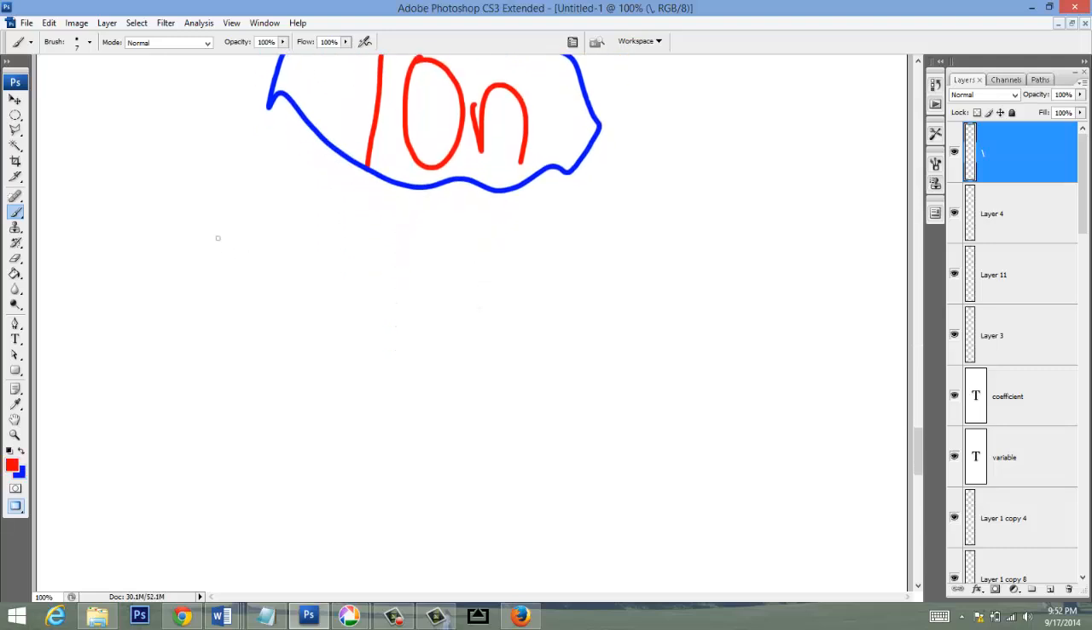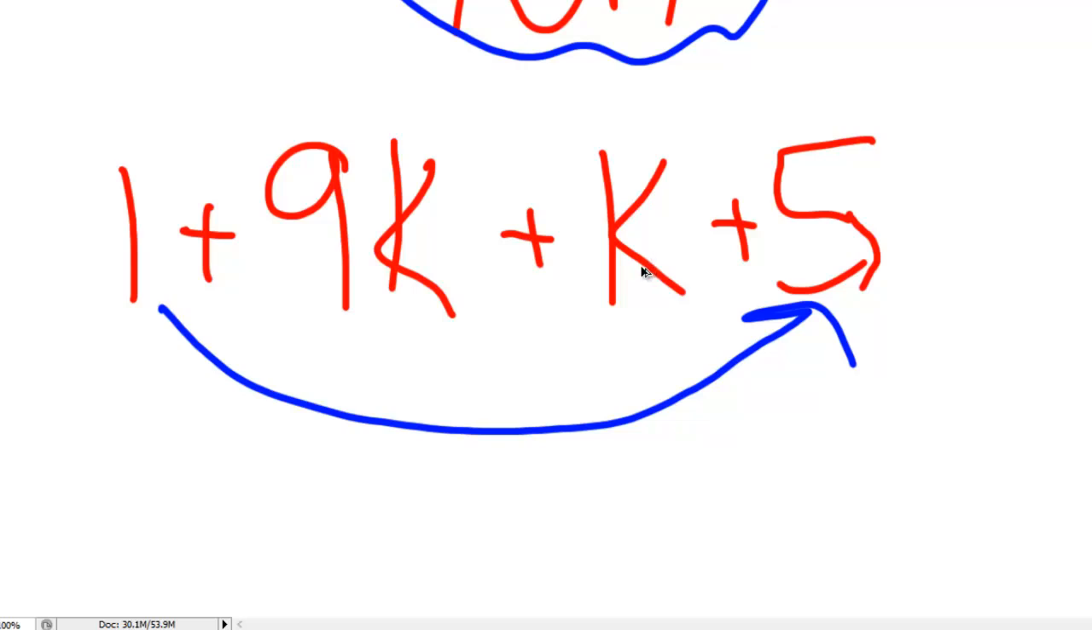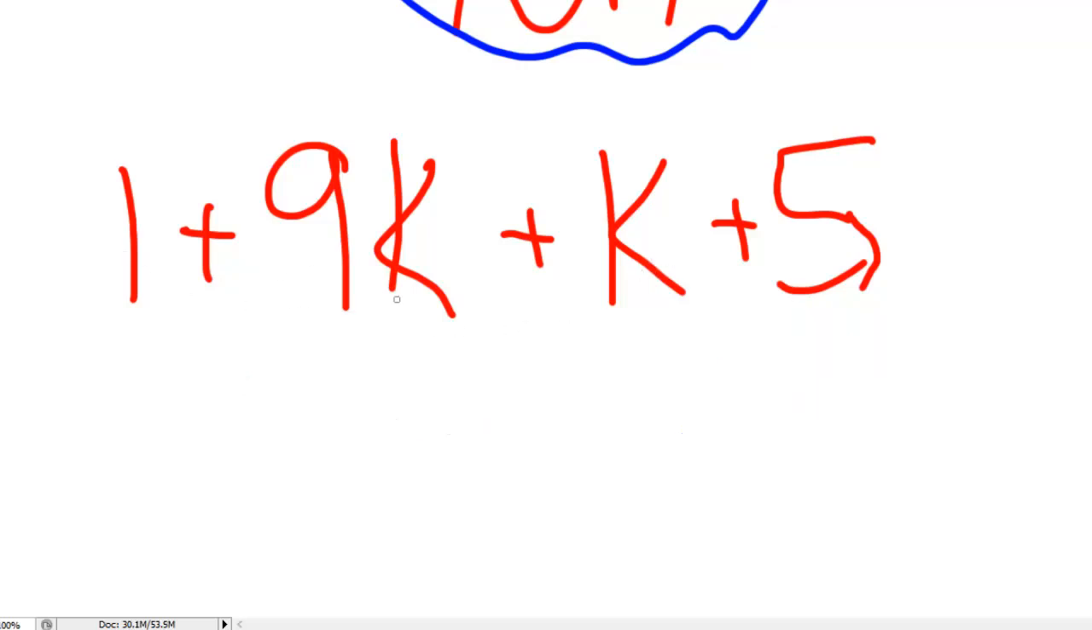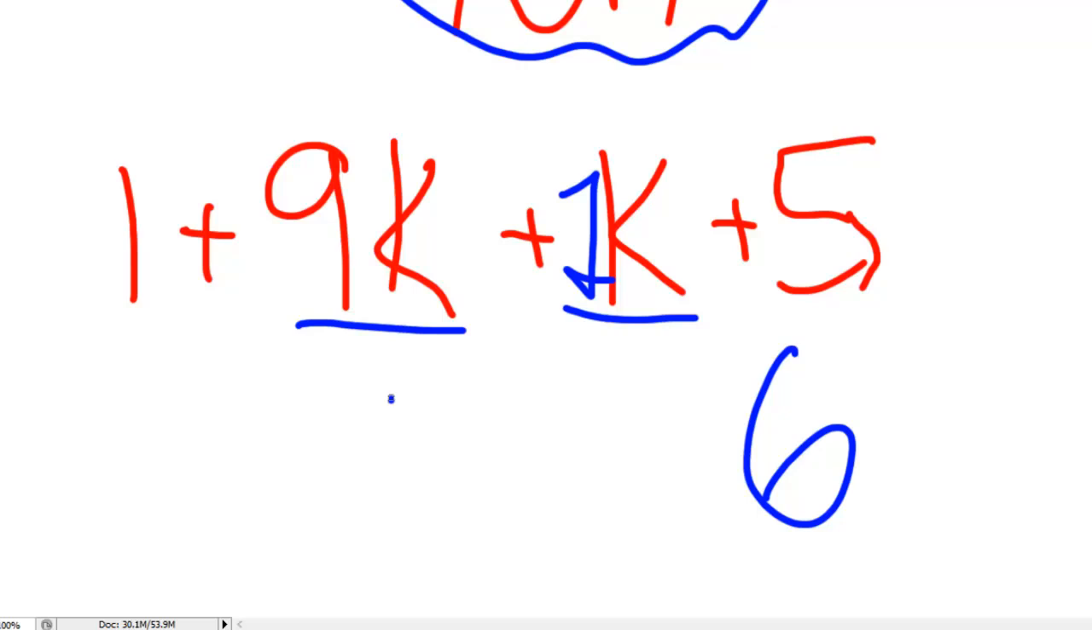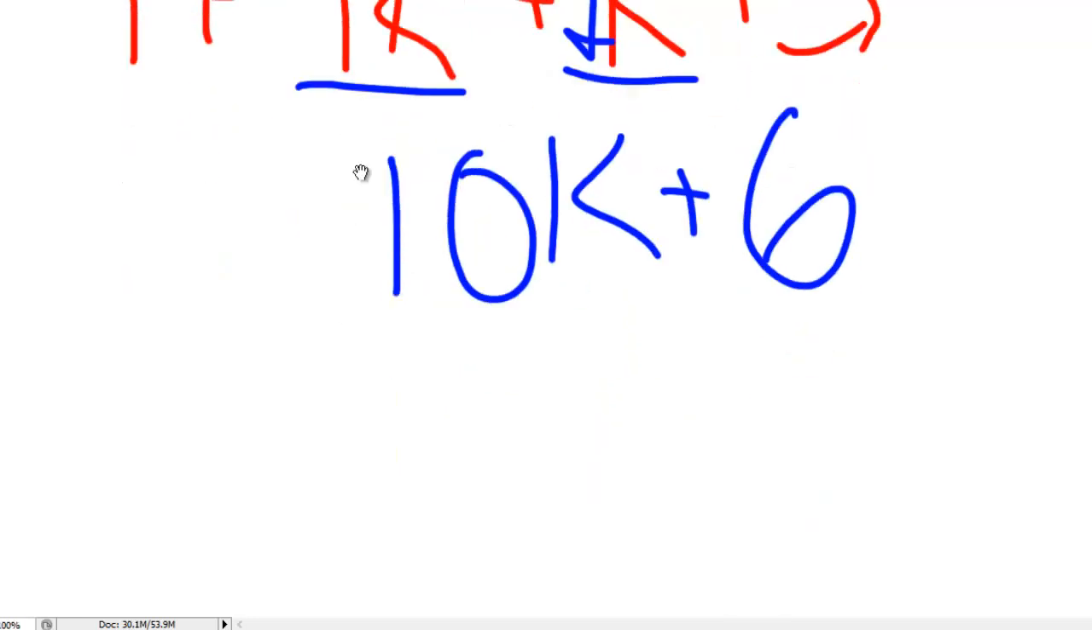Let's do another one. Let's try 1 plus 9k plus k plus 5. What I know is that 1 and 5 are like terms, right? So these are constants. We can't combine these with the k's, just like you can't combine Knicks with the Lakers. So what I'm going to do is I'm going to sort of in my mind drag it over here, and 1 plus 5 is 6. And here we've got 9k plus what? 1k, right? And that's going to give us 10k. So the answer is 10k plus 6. That's it. Great.